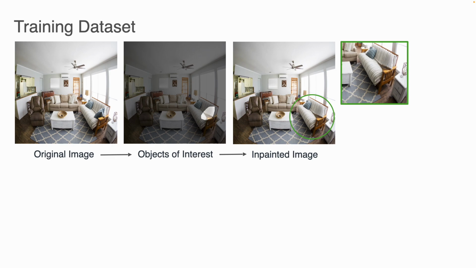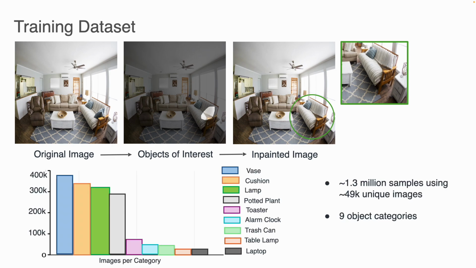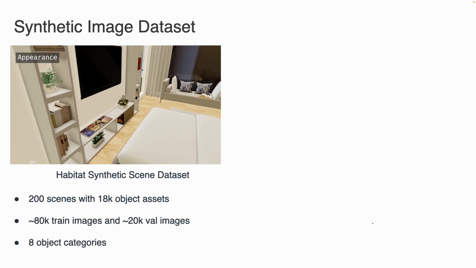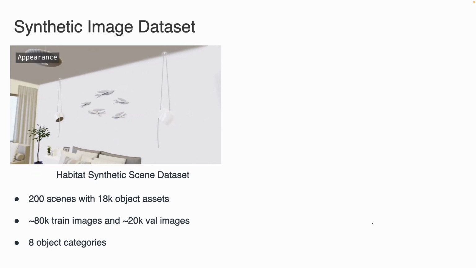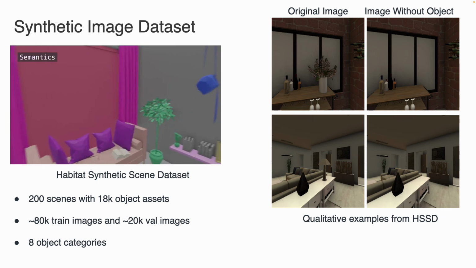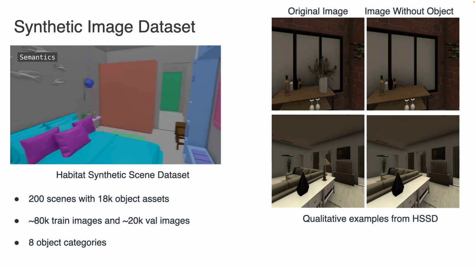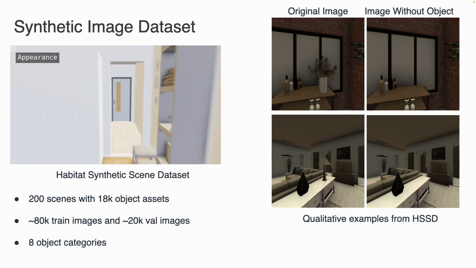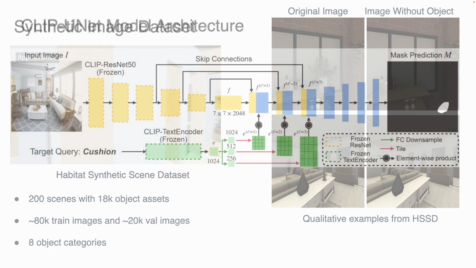Here's an example of an image generated using our data pipeline. Using this pipeline, we collect a total of 1.3 million images across 9 object categories. We also leverage Habitat Simulator and 200 HSSD scenes to build a high quality synthetic dataset free of artifacts for fine-tuning, which consists of 80K images for training and 20K images for validation.